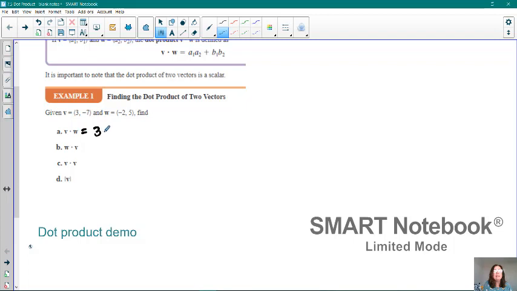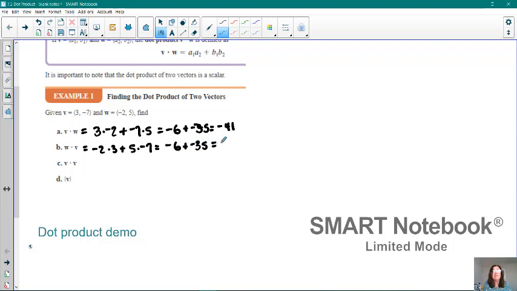We would say 3 times -2, multiplying the horizontal components together, plus -7 times 5, multiplying the vertical components together. We'd have -6 plus -35, and that would give us -41. Okay? Let's try w dot v. So we would say -2 times 3, horizontal components together, plus 5 times -7, vertical components together, and we have -6 plus -35 equals -41.